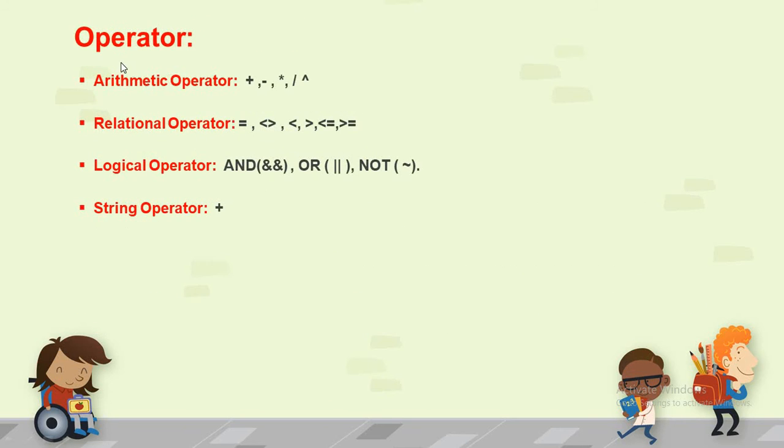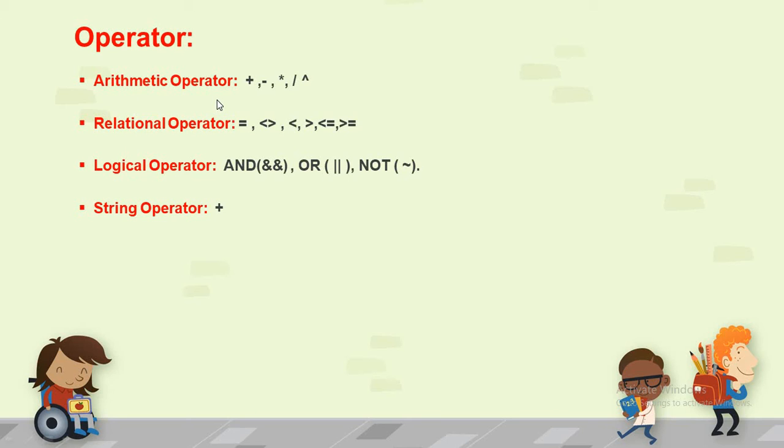Now next topic is operator. There are 4 types of operators in QBasic. First is arithmetic. In arithmetic operators, you can see addition, division, multiplication, and subtraction. Relational operators like equal to, not equal to, less than, greater than, less than equal to, and greater than equal to. Logical operators like AND, OR, NOT, and string operator like plus.